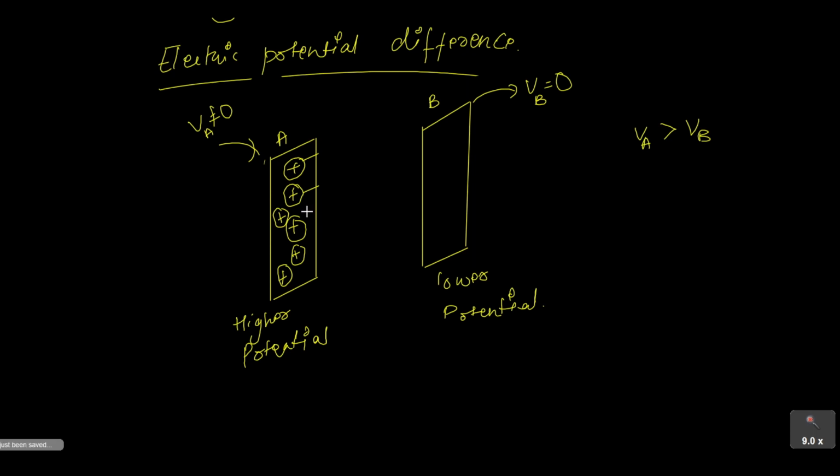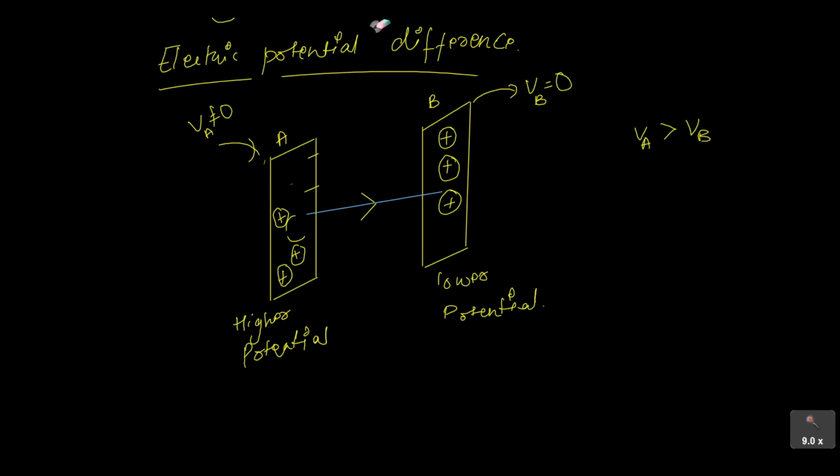If I connect these two metal plates of the conductor with a conducting wire, what will happen? The charges will start flowing from higher potential to lower potential. So one charge will come here, which means one got removed from here. Another charge will come here, so another one will be removed from here, and one more charge will come here, so one will be removed from here.